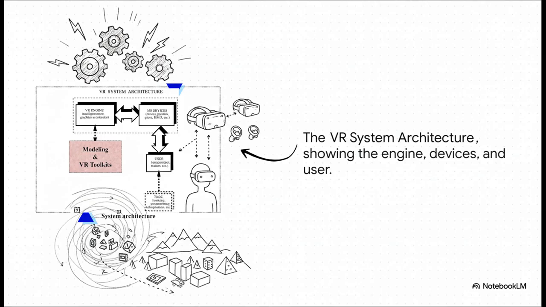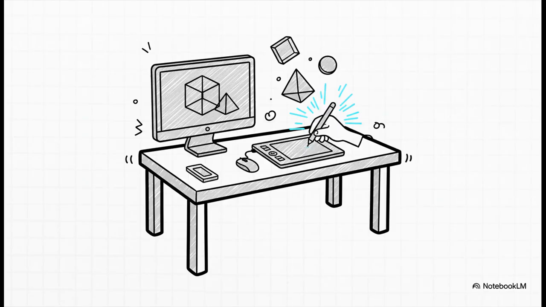But the big question is, where does the world itself actually come from? Well, that happens right in here. In the modeling and VR toolkits, you can think of this as the digital workshop. This is where the raw materials of a virtual world are forged. It's where all the creative and technical magic really happens, and that's exactly what we're going to focus on today.